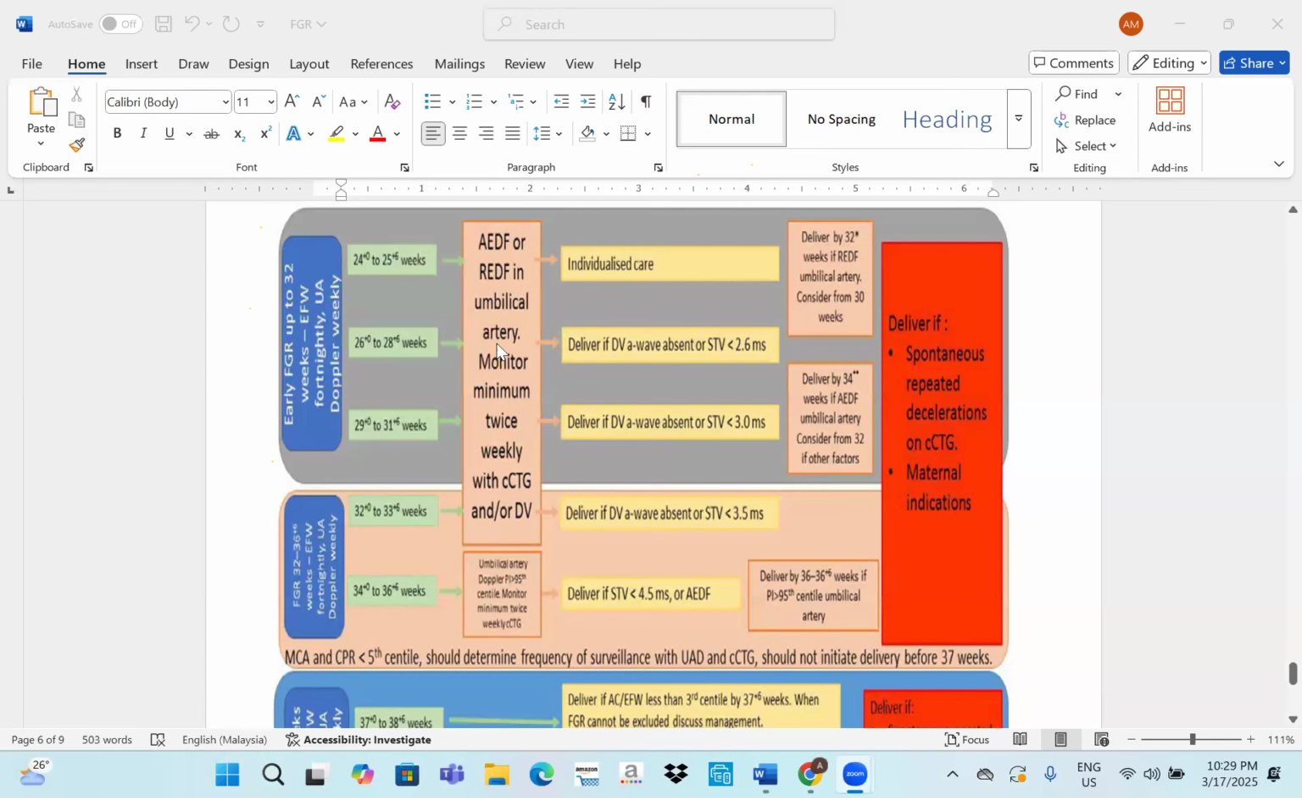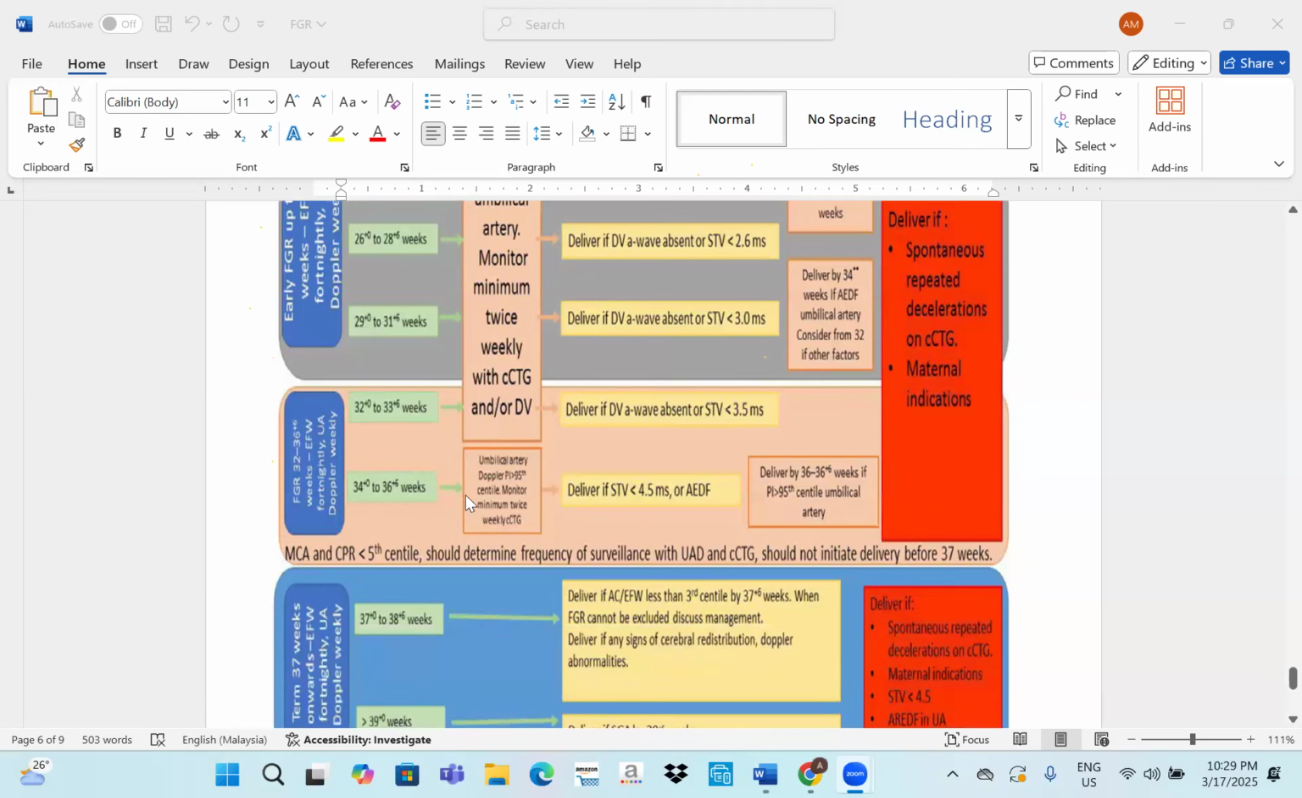Here you were using the umbilical artery Doppler earlier. After 34 weeks, you are using the umbilical artery Doppler, but the pulsatility index. And here the short-term variation, because of the computerized CTG. You see here ductus venosus Doppler was there, but here there is no ductus venosus Doppler. At 34 to 36 weeks, the baby is mature enough, right? Now, if the umbilical artery Doppler is more than 95th centile, or the computerized CTG shows the short-term variation less than 4.5, or the umbilical artery shows absent end diastolic flow.